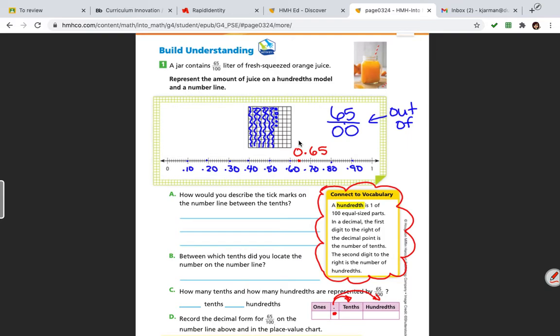Okay, so let's look at it. A, how would you describe the tick marks on the number line between the tenths? So they're talking about these tick marks right here. How would we describe these? Well, those tick marks divide the space equally. There's 10 lines and there's 10 tick marks between those lines. So the marks divide the space between the tenths into 10 equal-sized pieces that represent hundredths.